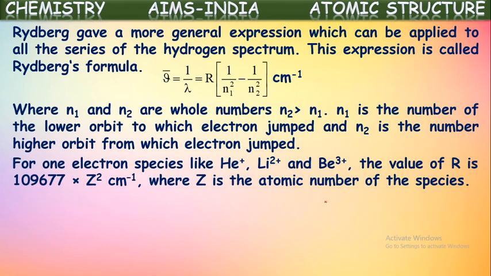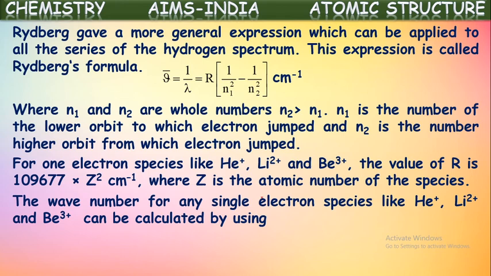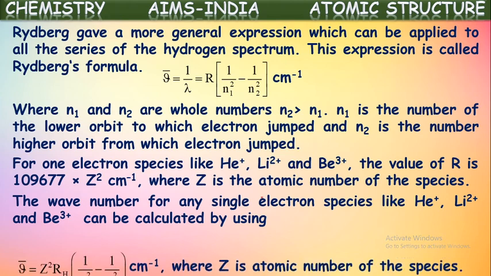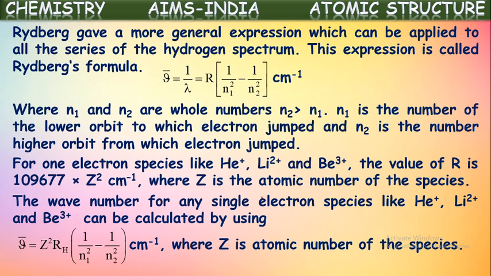For one electron species like hydrogen, He plus, Li plus 2, Be plus 3. Already for hydrogen, it is the expression for all the orbits. And there are some more one electron species like helium plus, Li plus 2, and beryllium plus 3. The value of R is taken as 0.109677 into Z square centimeter inverse, where Z represents the atomic number of the species. Now, the wave number for any single electron species like He plus, Li plus 2, Be plus 3 can be calculated by using the formula nu bar equals Z square RH into (1 by n1 square minus 1 by n2 square) centimeter inverse, where Z is the atomic number of that single electron species and R is the Rydberg constant. By using this, wave number can be calculated for single electron species.